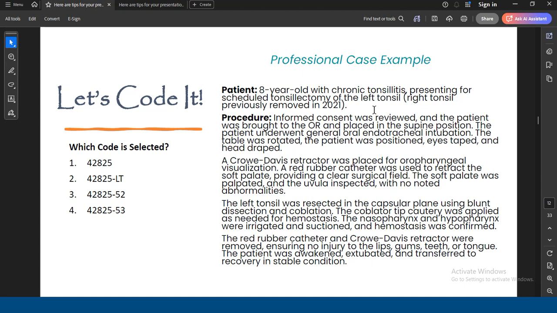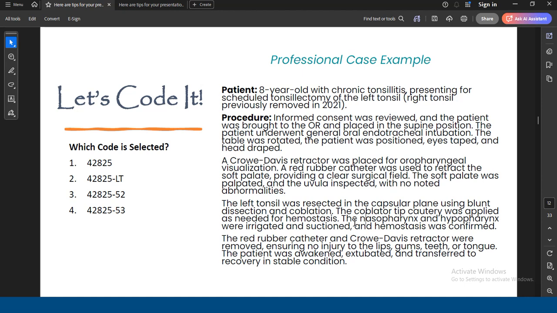So here patient came in for left tonsil excision as patient had previous right tonsil excision in 2021. Okay. So as we have discussed previously, here physician has performed excision of only left tonsil as patient does not have right tonsil now. So based on the CPT code description, we need to use 42825 if the physician performs complete excision of tonsil, right and left. But here in our scenario, patient has performed only left tonsil excision. So which modifier we will use here?